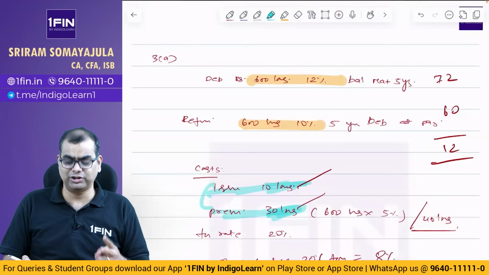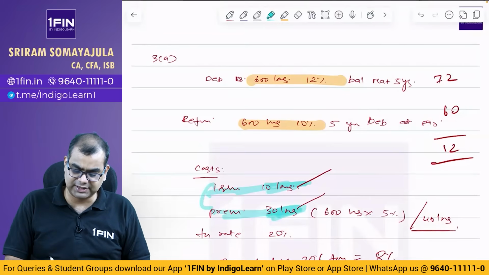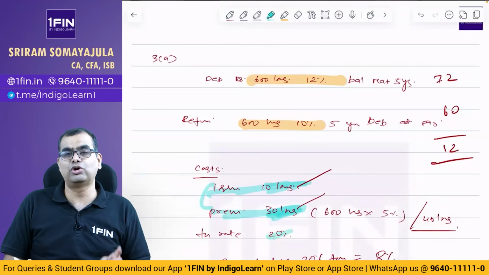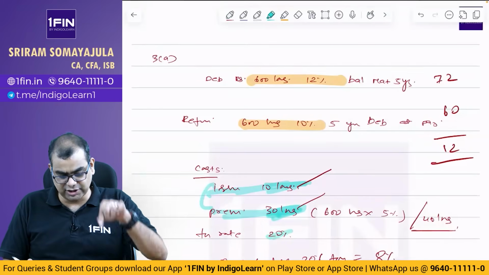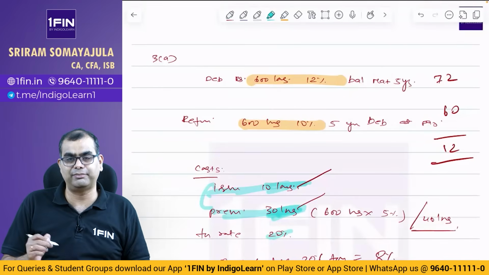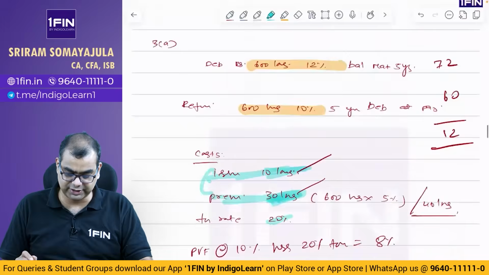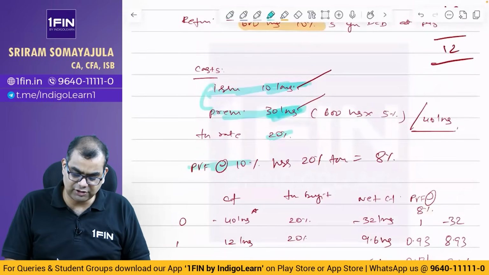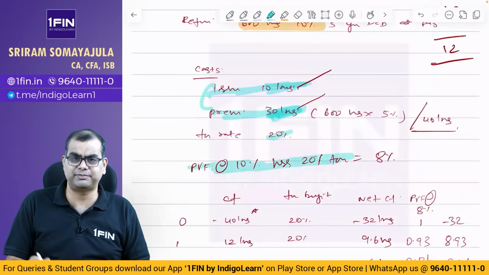But I have solved it in both ways. In one assumption, the entire 40 lakhs, basically 10 and 30, you get the tax benefit in year 0. In another assumption, only on 30 lakhs you get the benefit in year 0. So I have made 2 workings. So what is the present value factor at 10% minus 20%? 8%, already told you.